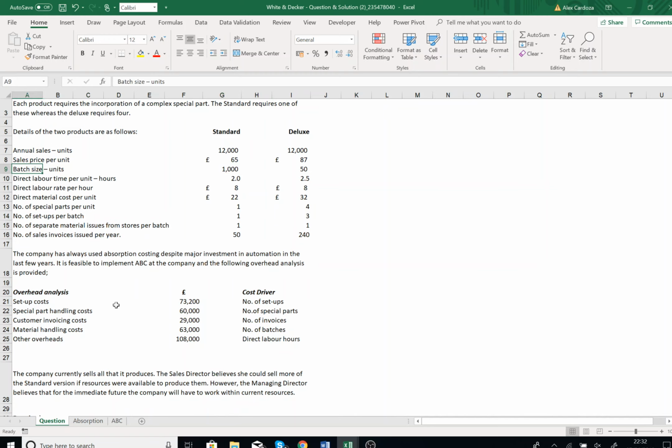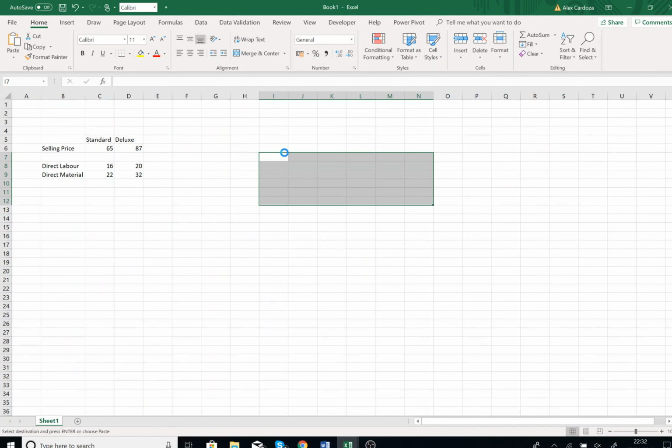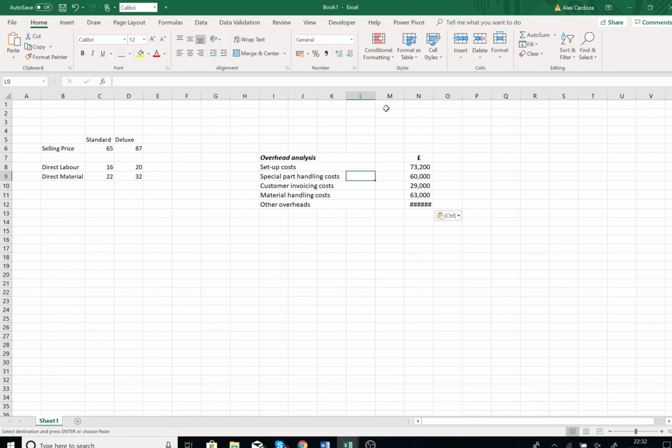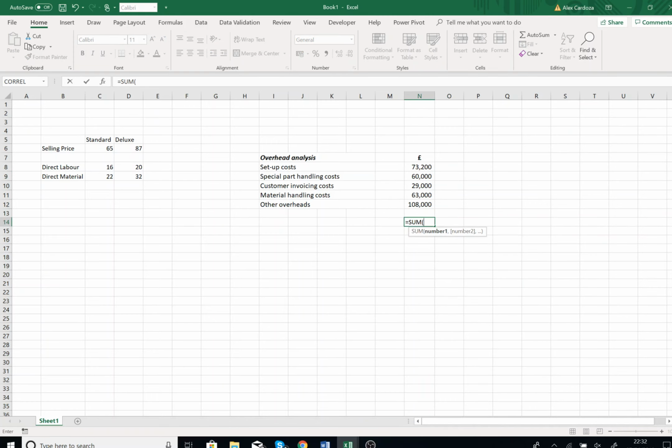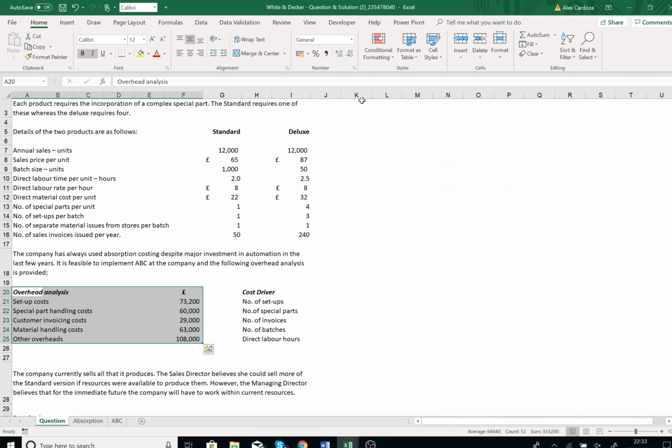So then we've got these overhead costs. What we do for absorption costing is you just copy and paste them and sum it up. Right? Just sum this up. Okay, sum that up.